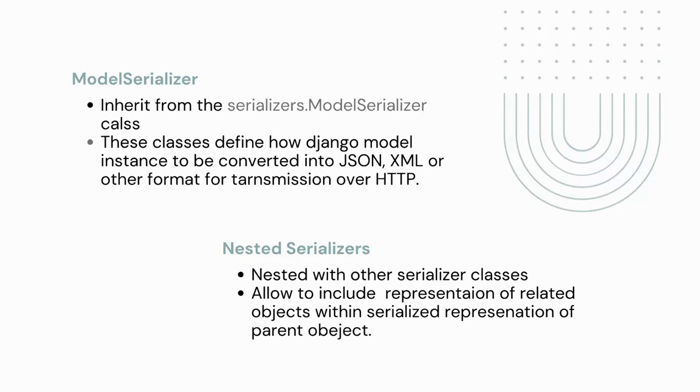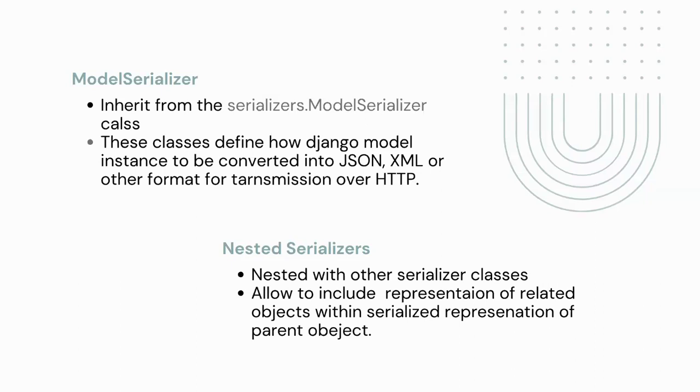Nested serializers are serializers that allow you to serialize or deserialize complex nested data structures. They are useful when you have models with relationships such as foreign key or many-to-many fields. Nested serializers are serializer classes that are nested within other serializer classes. They allow us to include a representation of related objects within the serialized representation of the parent object. They are used when we want to include data from a related object in our API response.